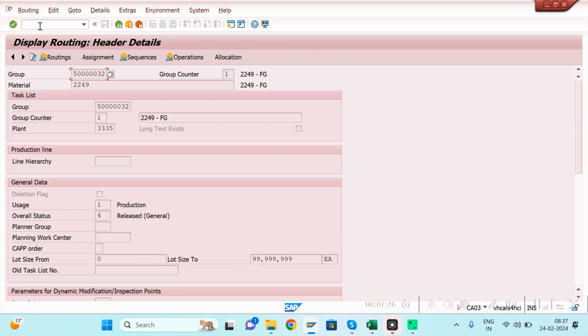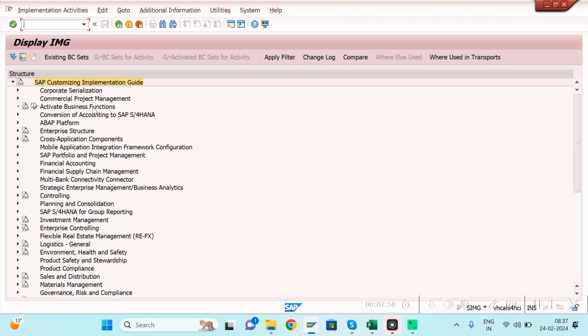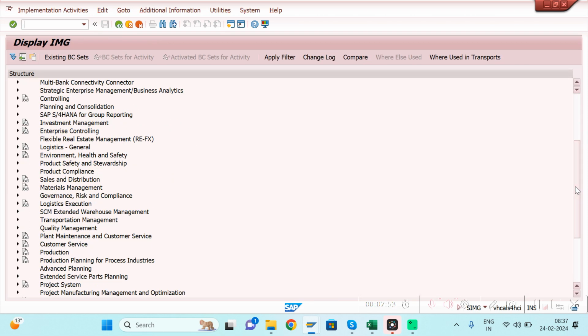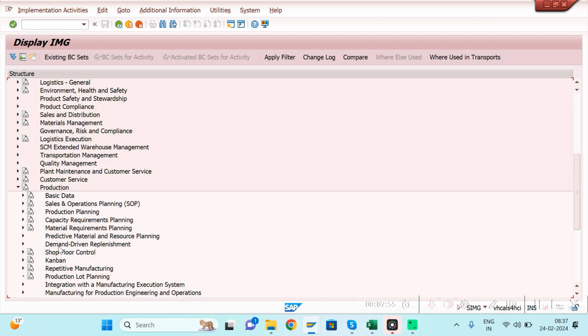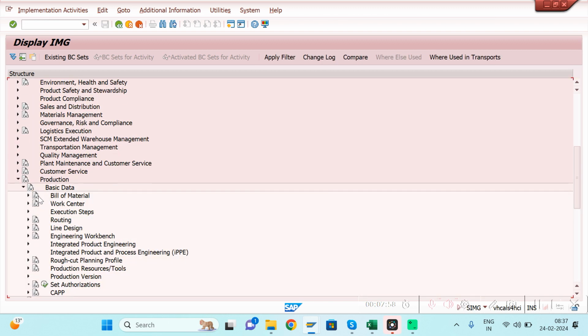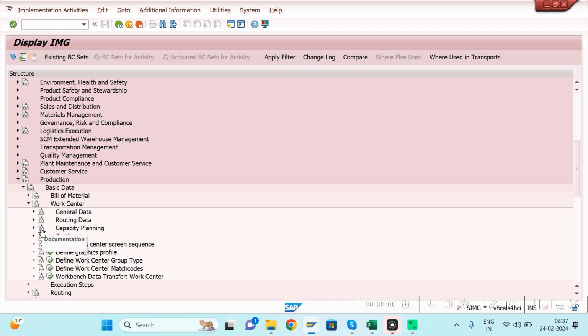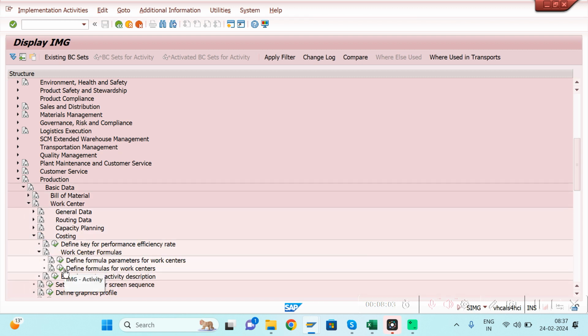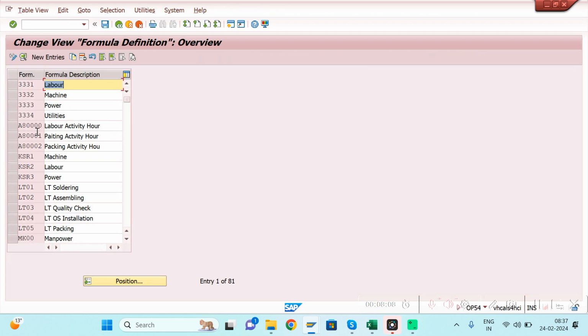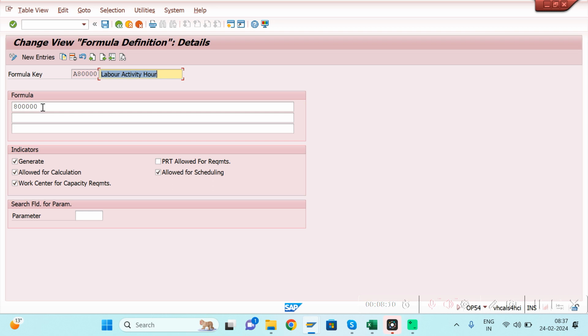Path is /n SPRO, reference IMG. Go to production. Go to your basic data. Go to work center. Go to costing. Here define the formula for work center. So here I have already defined for labor activity, which is fixed. Therefore I have given only the defined parameter here. No multiply, no divide. Whatever hours are given in the routing will remain the same.